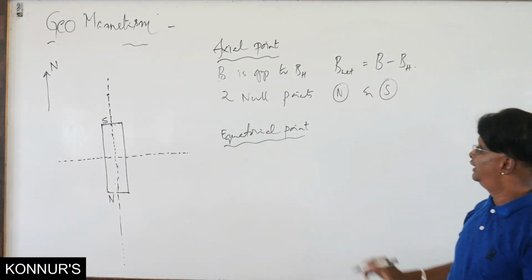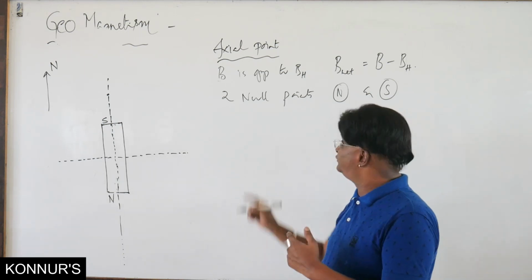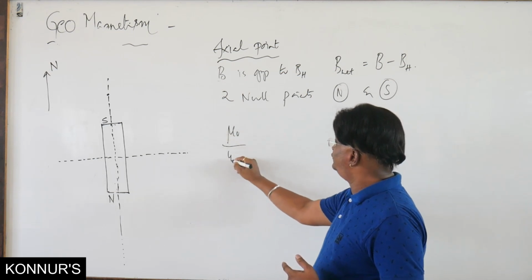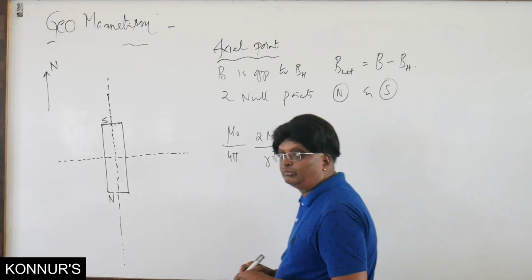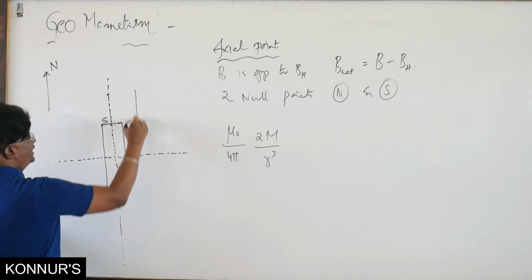Two null points. And what will be the condition? Condition for null point. Remember, this is B due to magnet at an axial point, therefore it is mu naught by 4 pi 2M by r cube. Again, what is that? R refers to the distance of each null point from the center of the magnet.